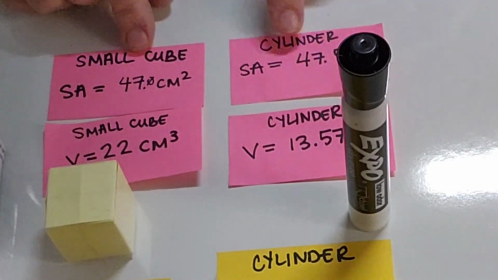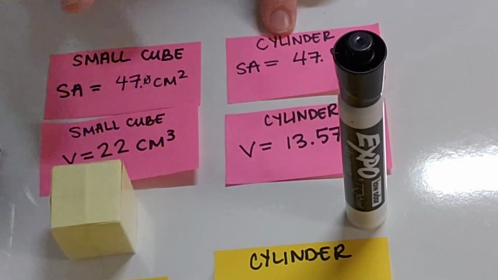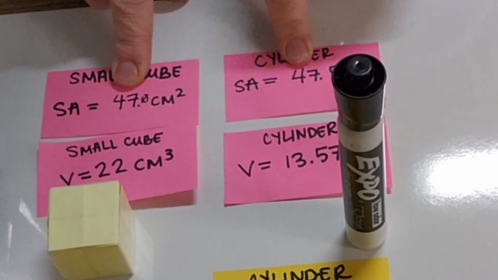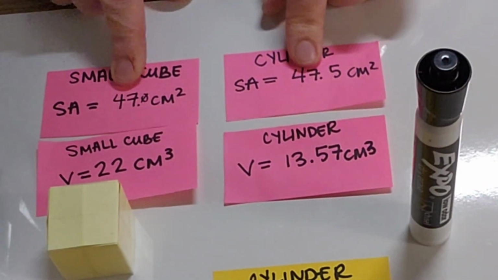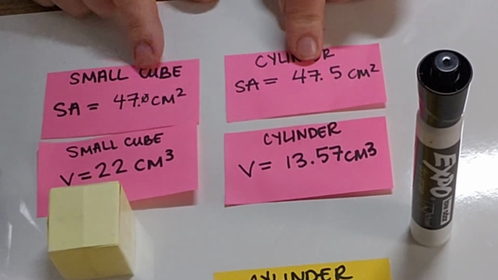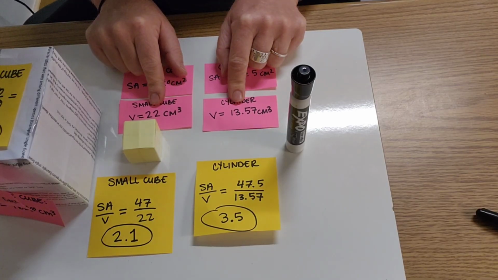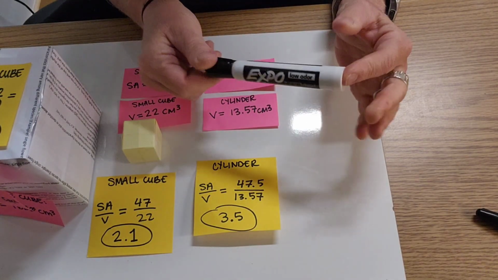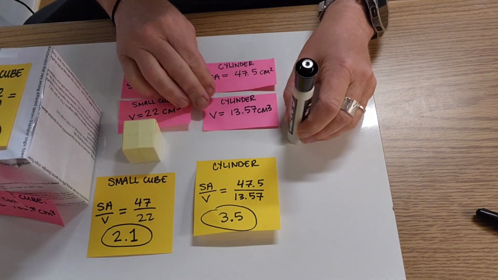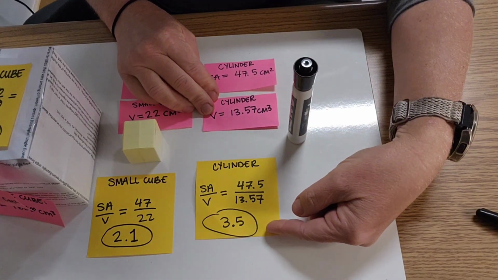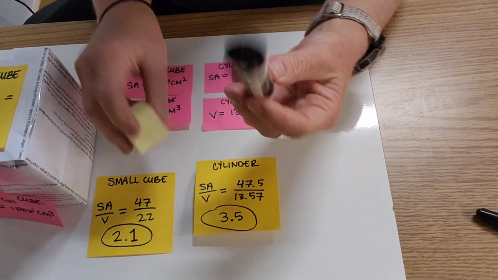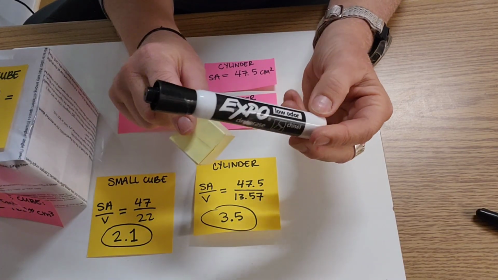Now if we go back and compare the surface areas of our small cube and our cylinder, we see that they're almost the same, 47 versus 47.5, but our volumes are different. And so even though we have about the same amount of surface area, we have much lower volume. That's going to greatly increase our surface area to volume ratio when all we do is change the shape.